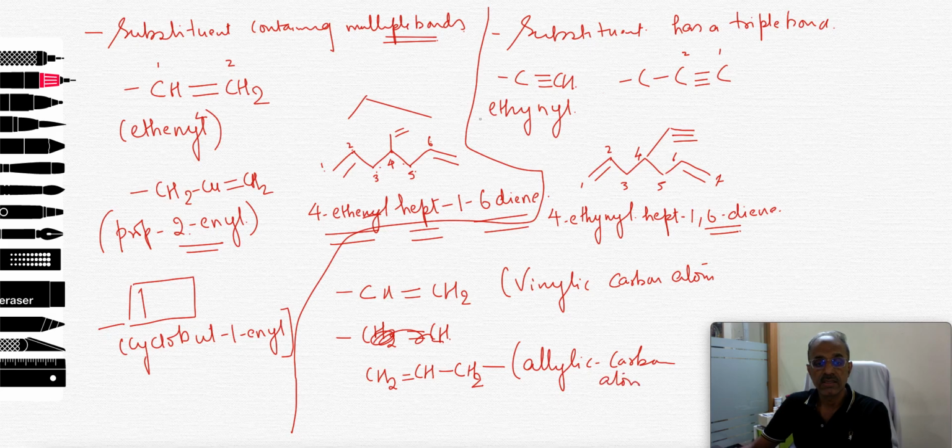This is vinylic because the double bond is placed between two neighboring carbon atoms. This is allylic because the double bond is followed by another single bond. Then this is allylic carbon atoms.